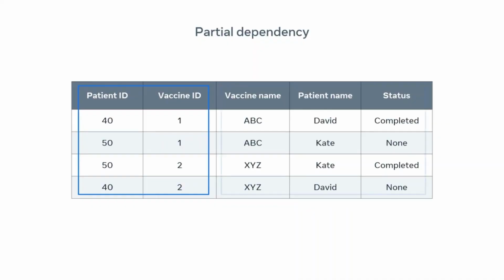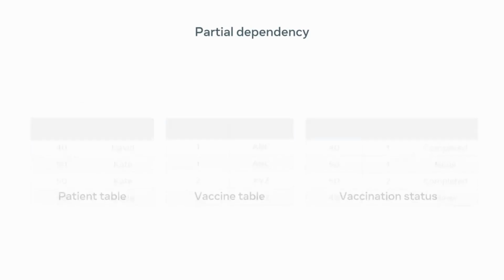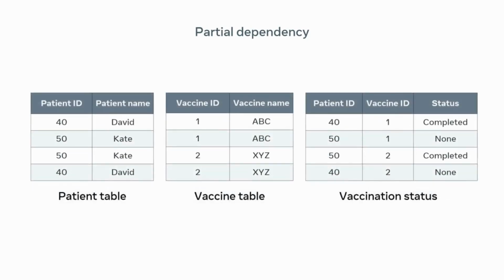Next, let's look at how to upgrade this table to 2NF. First, I need to make all non-key columns dependent on all components of the primary key. So, I identify the entities included in the vaccination table. In this instance, there are three entities: vaccination status, as represented by the status column, vaccine, which is the vaccine ID and vaccine name columns, and patient, represented by the patient name and patient ID columns. I then break up the table into three separate tables as follows: patient table, vaccine table, and vaccination status.